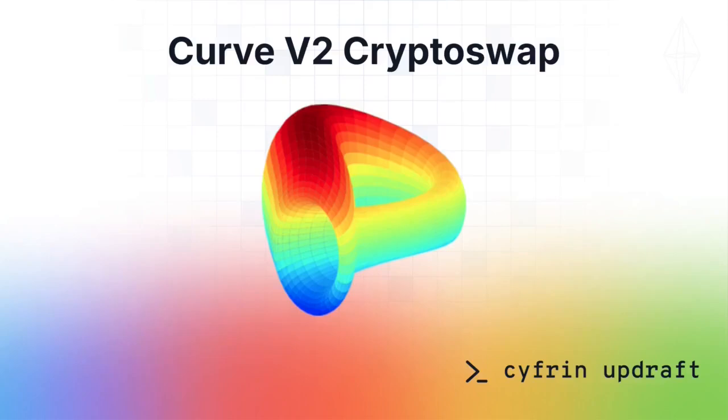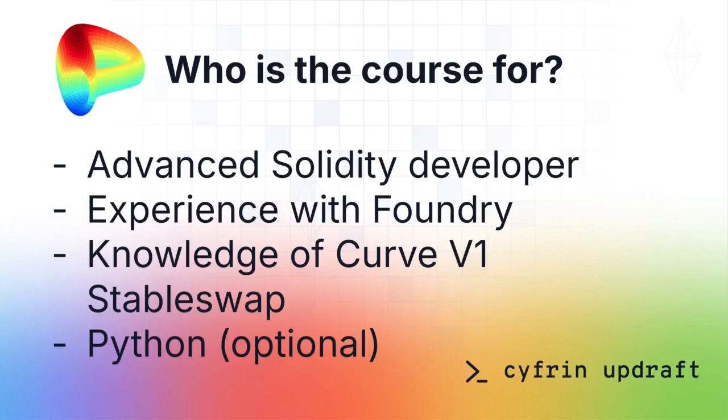Welcome to the course for Curve Cryptoswap AMM. This course is for advanced Solidity developers who have experience with Foundry. This course assumes that you have knowledge of Curve V1 stable swap. In this course, I'll show you some examples using Python. However, you won't have to know Python to do the exercises or to understand the key concepts.